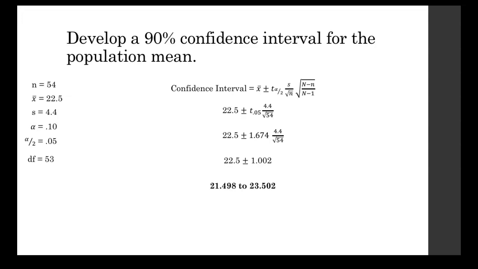So we are 90% confident that the population mean will be somewhere between 21.498 and 23.502.